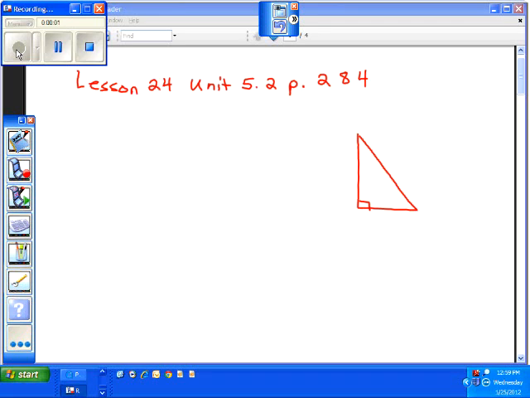We're on lesson 24, unit 5-2 in the pre-calculus book. It's on page 285. And so we're looking at trigonometric ratios in right triangles. What we talked about before was standard form of an angle. We talked about clockwise and counterclockwise rotations. We talked about coterminal angles. We talked about reference angles, and we talked about quadrantal angles. We talked about degrees, minutes, and seconds, and going back and forth. So that's what we've covered so far.